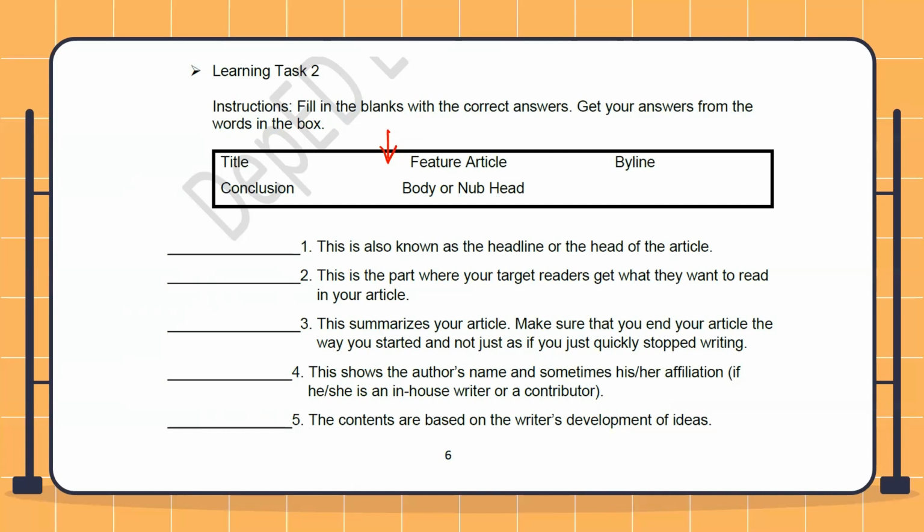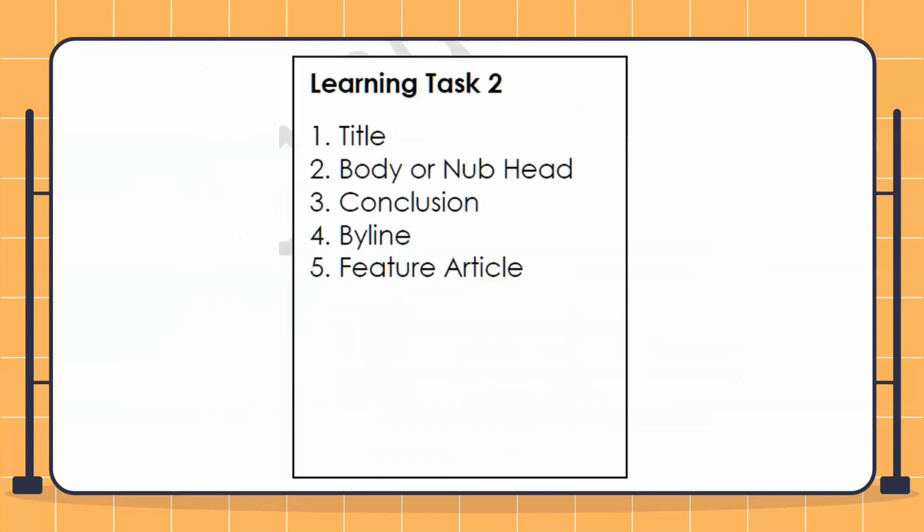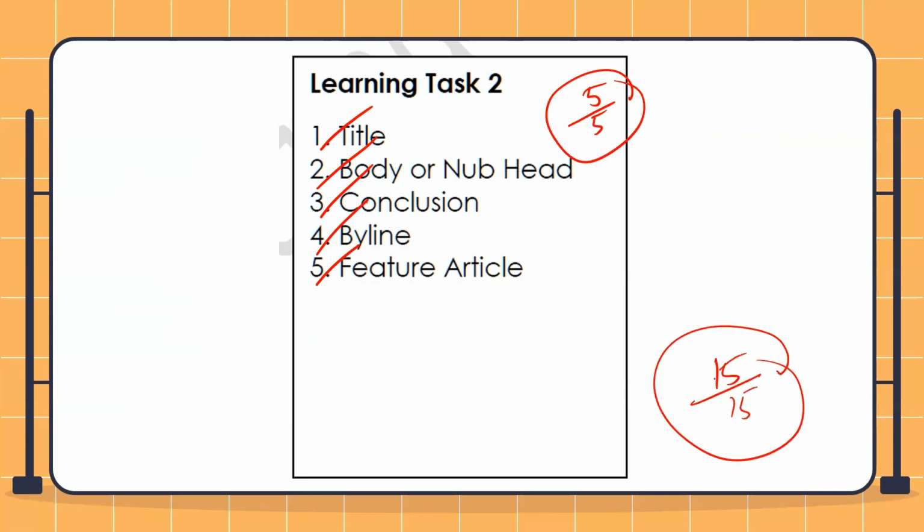Give yourself around 5 minutes to answer this part. And if you are done, let us check. So number 1 should be title, 2 body or news head, 3 conclusion, 4 byline, and number 5 feature article. Did you get the same set of answers? If so, you receive 5 over 5. As of this activity, you should have 15 over 15 from learning task number 1 and learning task number 2.